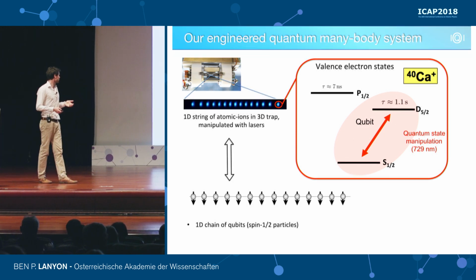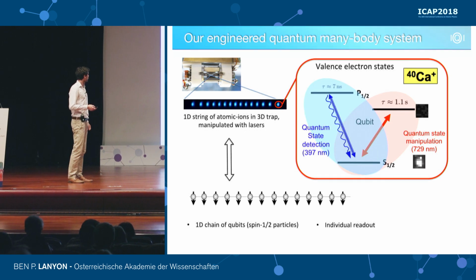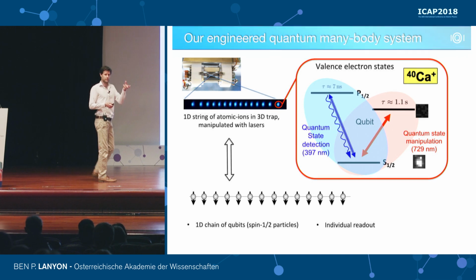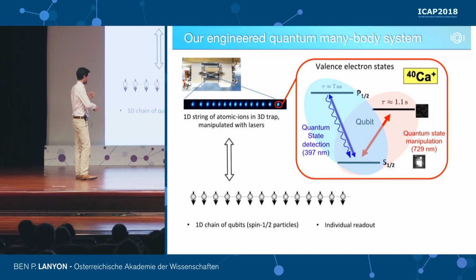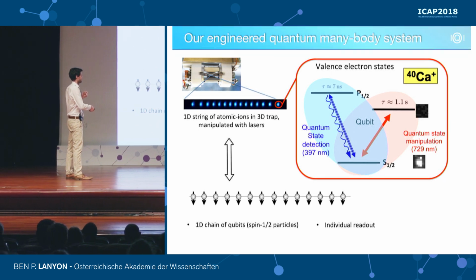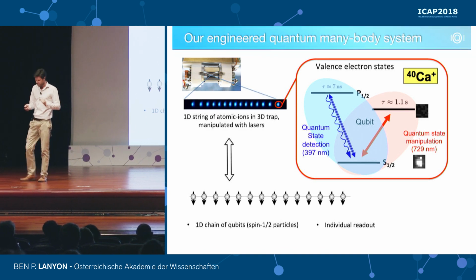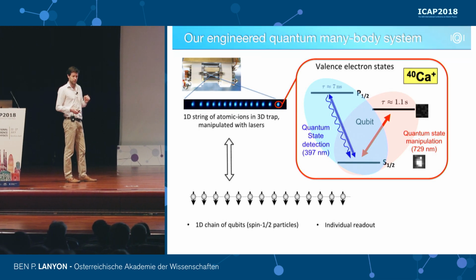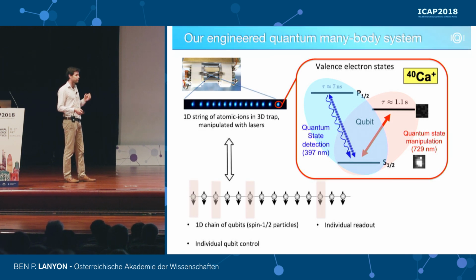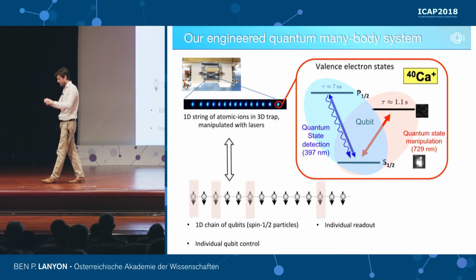And so what we have here is a one-dimensional chain of qubits, of spin-half particles. And we can read out the qubit states individually via the standard electron shelving method. We shine in ultraviolet light on this transition and look for whether we see a bright or a dark ion, and this tells us whether our spin is up or down. And we can do that for any individual ion, as you can see in these images here, because our ions are several microns apart. We can individually control each ion and each qubit in each ion, up to about 20 at the moment.